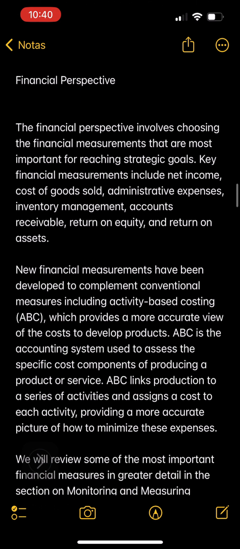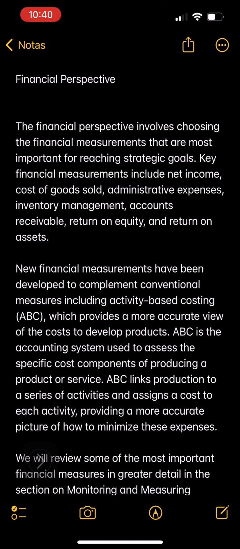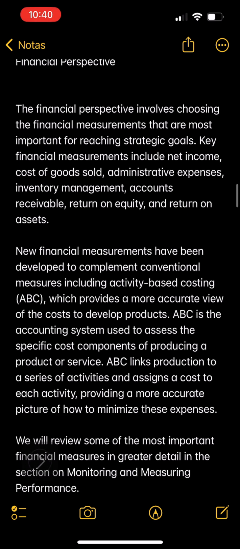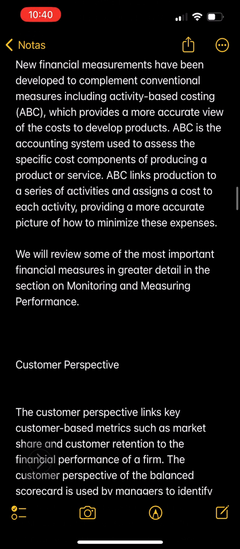The financial perspective involves choosing the financial measurements that are most important for reaching strategic goals. Key financial measurements include net income, cost of goods sold, administrative expenses, inventory management, accounts receivable, return on equity, and return on assets. New financial measurements have been developed to complement conventional measures, including activity-based costing, ABC, which provides a more accurate view of the costs to develop products.